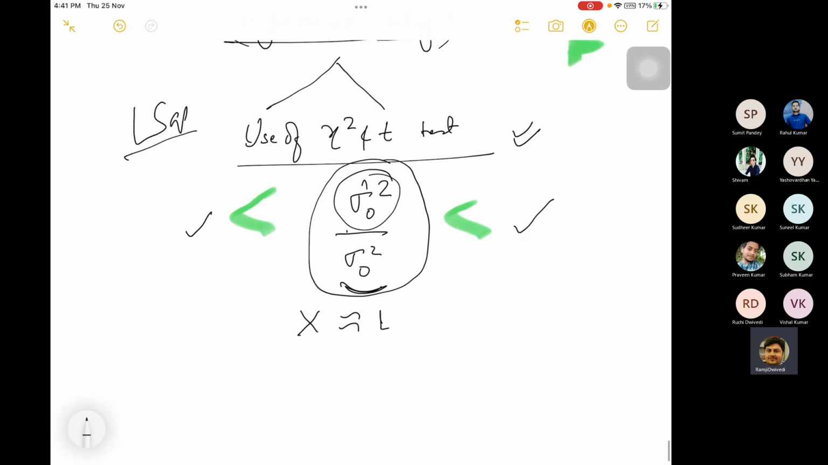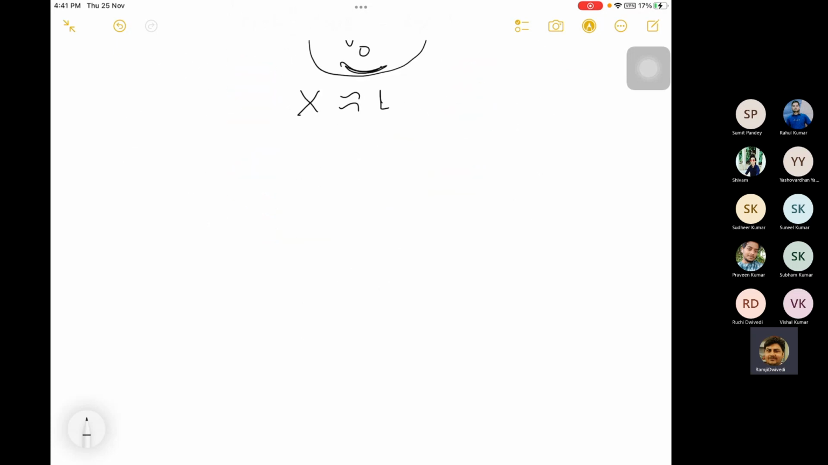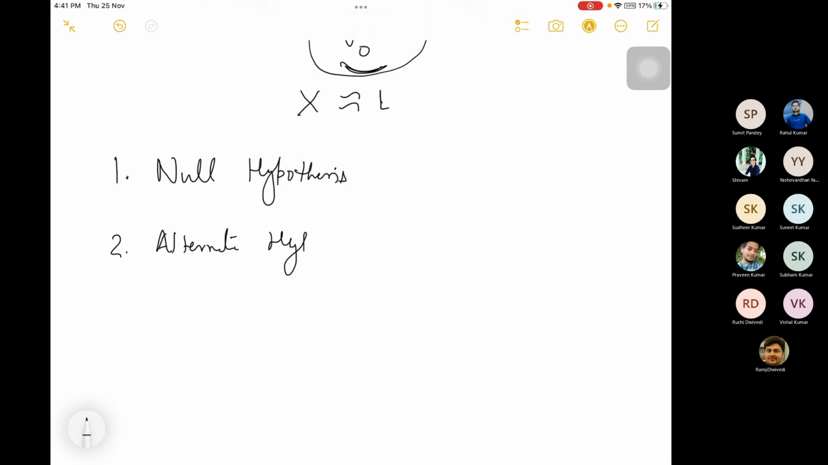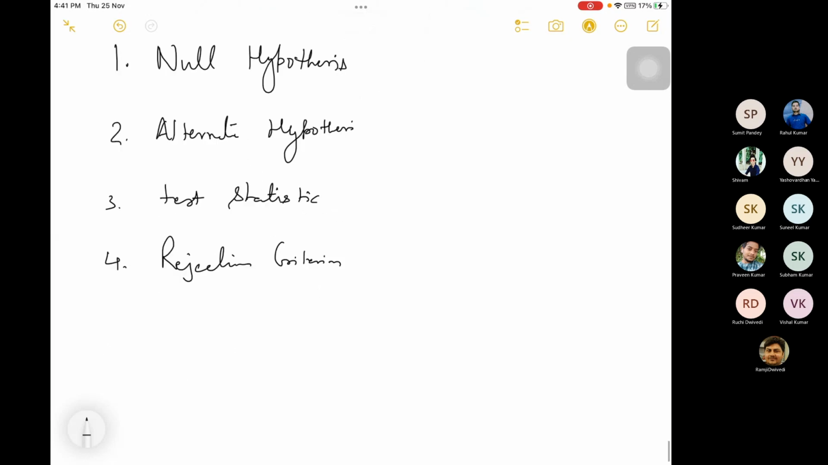So it has five components in general, five stages. One is the null hypothesis. Then the alternate hypothesis. Then the test statistic. Fourth is the rejection criterion. And fifth is the test decision.